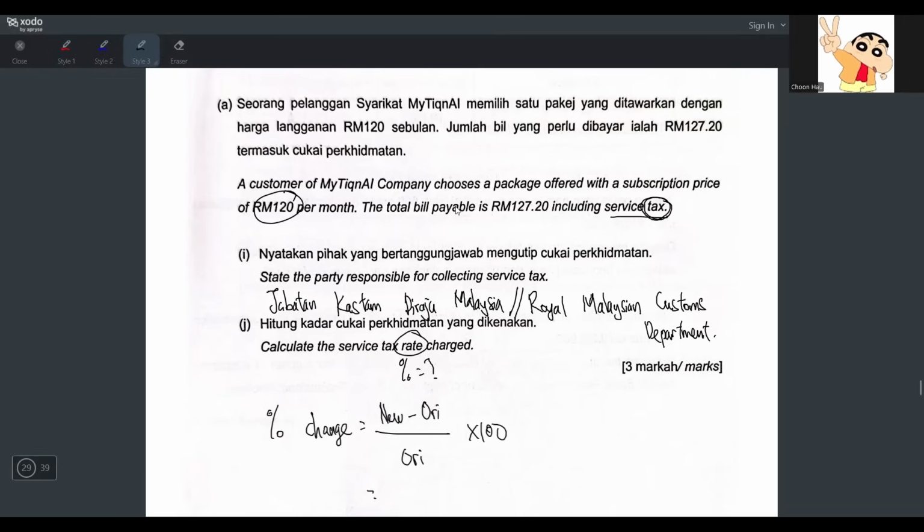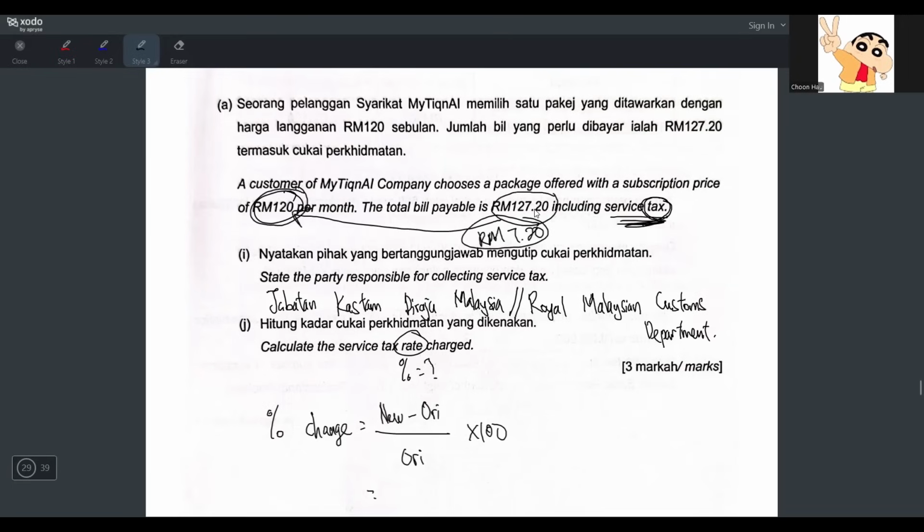And if you look from here, they already give you the subscription price is 120 per month, but the total bill is 127.20. So why is it that the total bill is much more expensive compared to the subscription? Because there's service tax. So the amount she has to pay is 120 ringgit. But why the total bill ends up being 127.20 is because there's service tax charged. And the amount is 7 ringgit 20 cents.